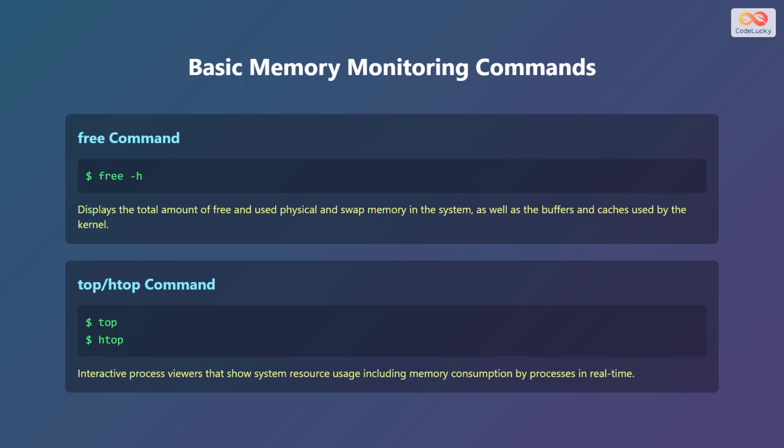Now let's move on to some basic commands for monitoring memory usage in Linux. The first command is free. Typing free -h into the terminal will display the total amount of free and used physical and swap memory in the system, including buffers and caches used by the kernel. It presents this information in a human-readable format, such as kilobytes, megabytes, or gigabytes.